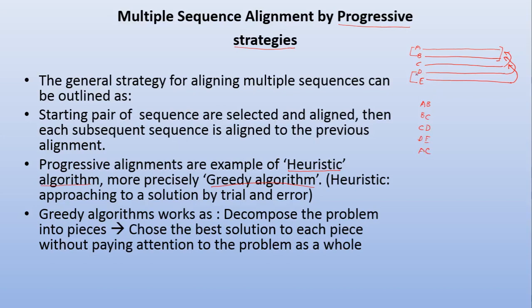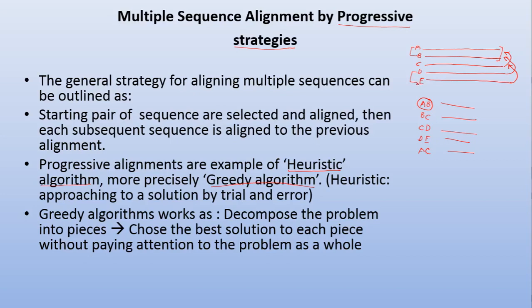What we will do is decompose the multiple sequence alignment problem into a series of pairwise alignment problems. When we try to find the solution as to how to align sequence A and B, we won't pay attention to how the alignment of A and B would affect the bigger problem of aligning these multiple sequences at the same time.